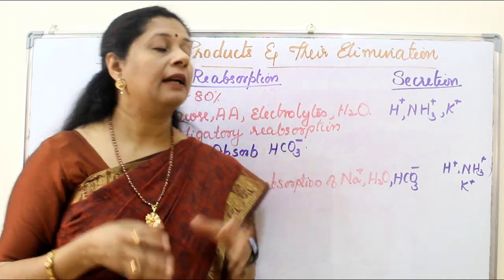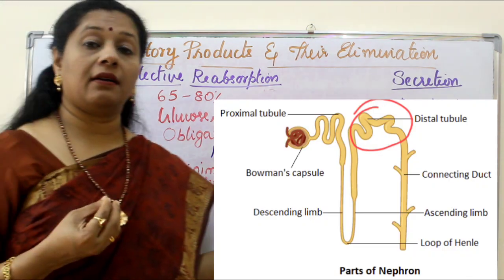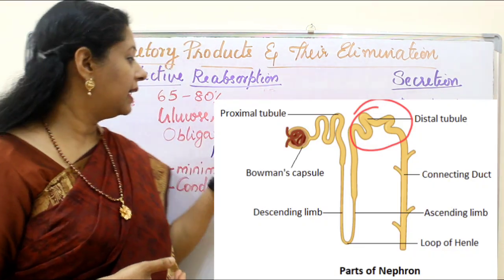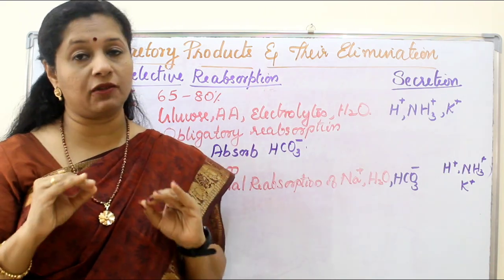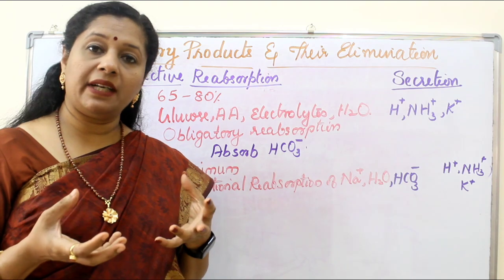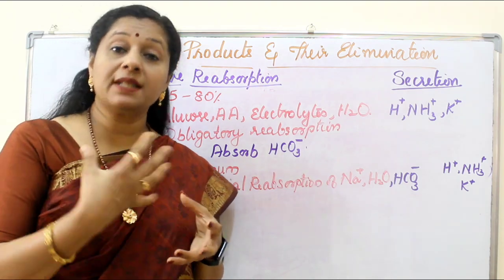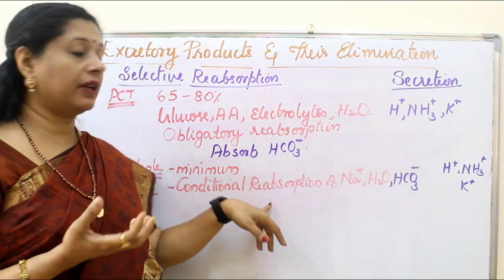Now coming to the third part, that is the DCT. DCT is doing conditional reabsorption. Here it was obligatory reabsorption, the body had no choice, it had to reabsorb. But almost 80% is reabsorbed. Now whatever is left, if the body wants it back only, it will be reabsorbed. So that is called conditional reabsorption.